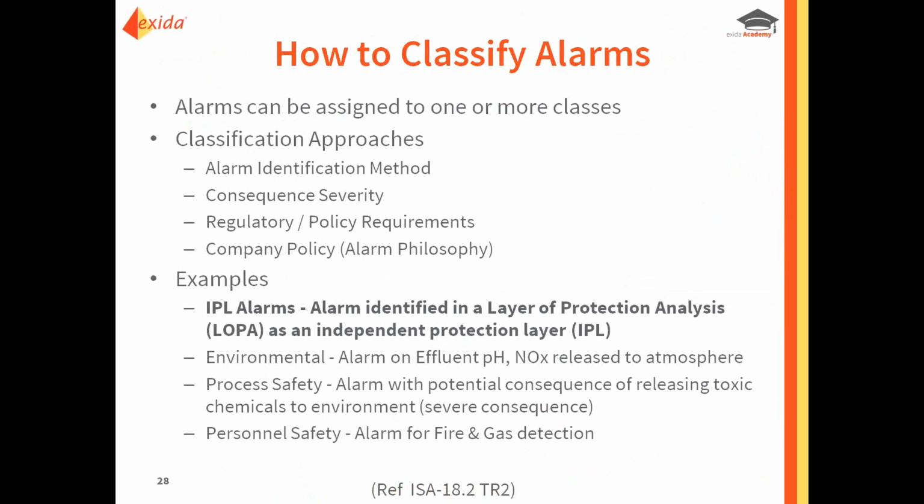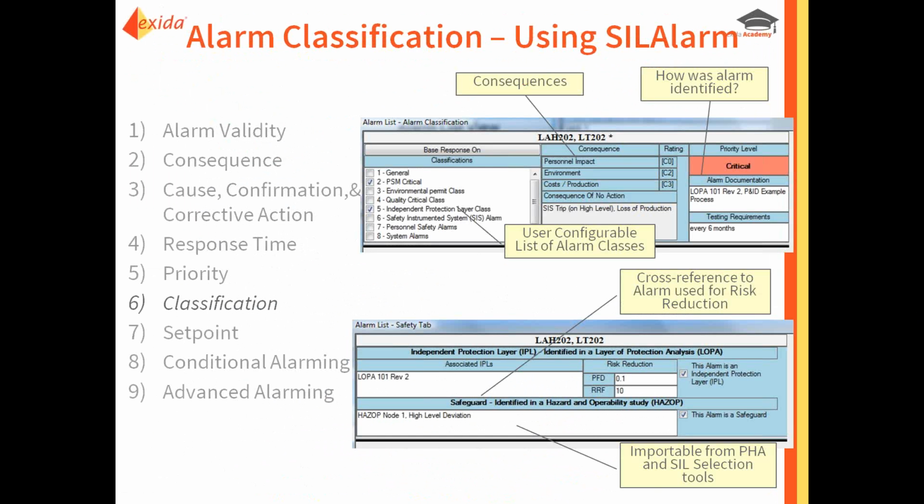Process safety class might be used for alarms that have the consequence of creating a toxic release or a loss of containment, and based on the severity of that consequence might also factor into that. Personnel safety class might be used for any alarm that's part of your fire and gas detection system. And that would typically be something that would probably be defined in your alarm philosophy document. Now, I mentioned that classification is part of the rationalization process. It's one of the steps in the rationalization process.